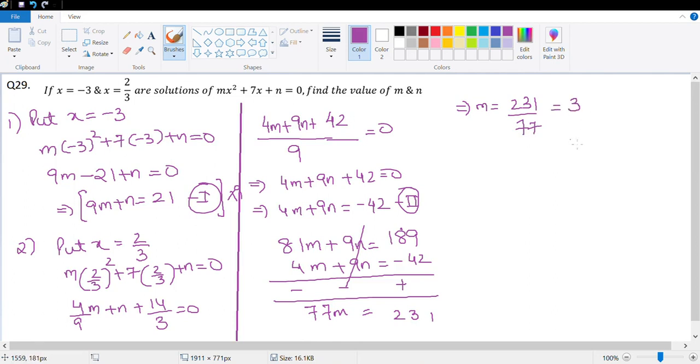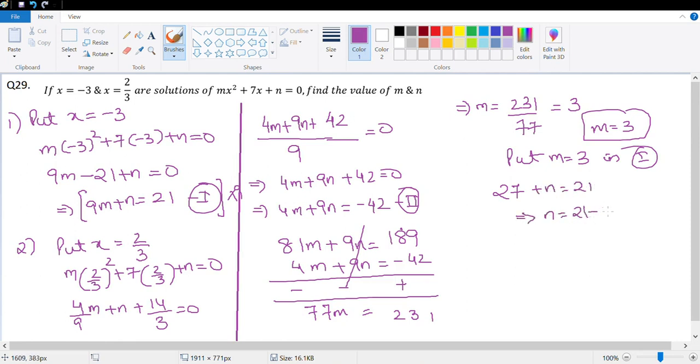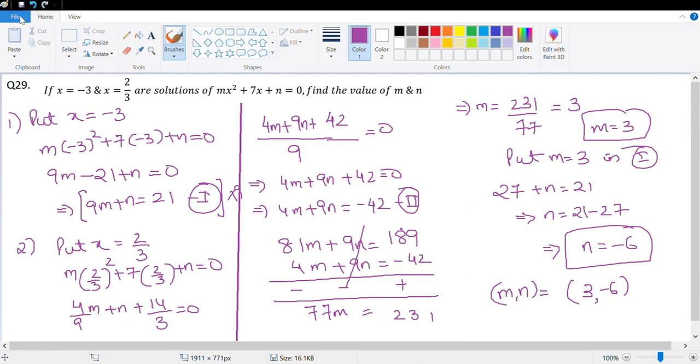So we got the value of M is equal to 3. So put M is equal to 3, let's say in equation 1, we get 27 plus N is equal to 21, which means N is equal to 21 minus 27, which means N is equal to negative 6. So we've got the value of M and N. Let's write the answer in the solution set form, which is 3, negative 6. So basically a question which was not about solving quadratic. In fact, this was a simultaneous linear equation question. Okay, let's look at the next question.